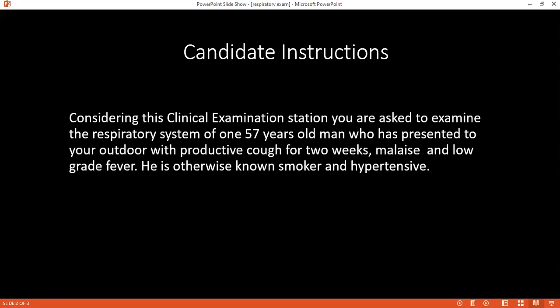I'll go into the room. I'll wash my hands. I'll introduce myself first. And then after that, I'll confirm the patient's name and age, 57 years old. I'll explain the examination to him. I'll say that I've been asked to examine your chest. This will involve me looking at your chest from the foot end of the bed, from the front and the back, and performing some tests and palpating different areas of the chest.